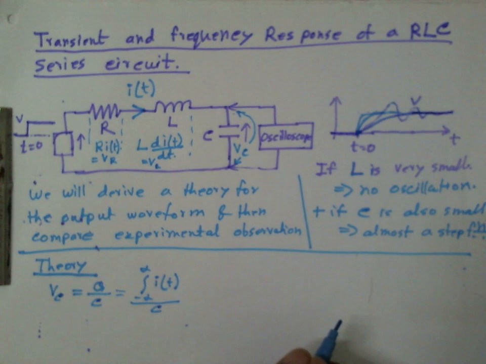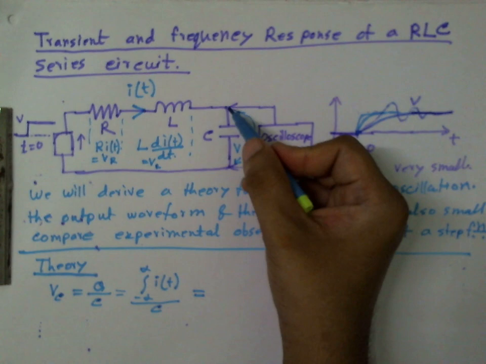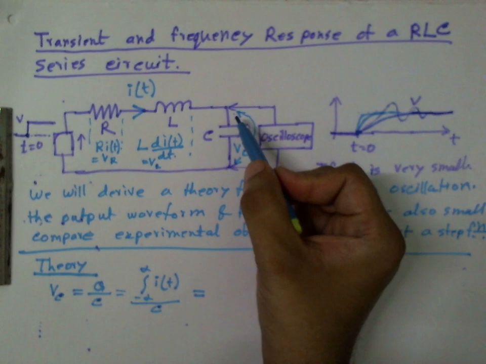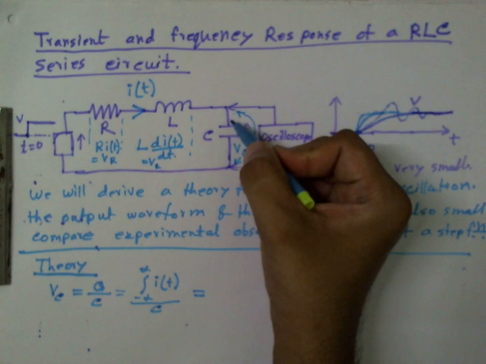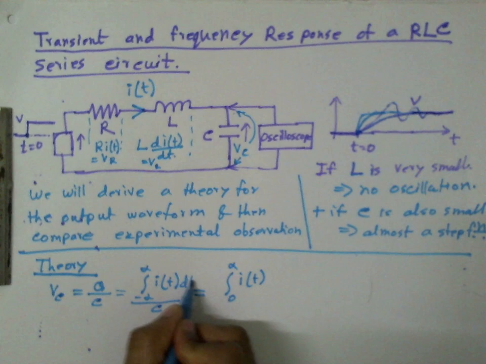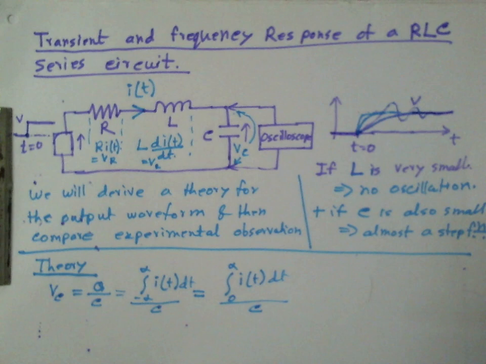Now we assume that at t equal to zero, the capacitor was uncharged. So that means at this instant when the voltage was applied, before that the capacitor was uncharged, or in other words, no current came to this capacitor before t equal to zero. So we can write it as the integral from zero to infinity of I(t) dt, a dt is missing, divided by C. So that is the voltage across the capacitor, right?